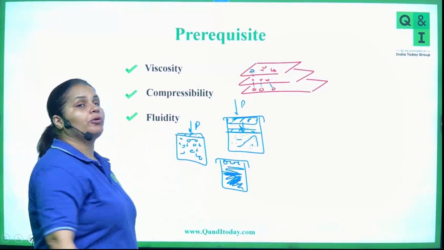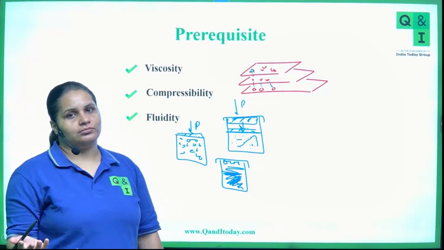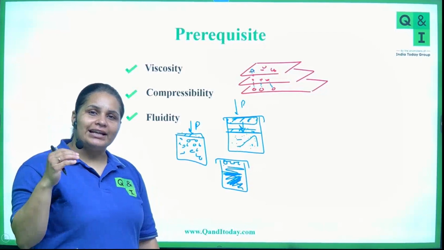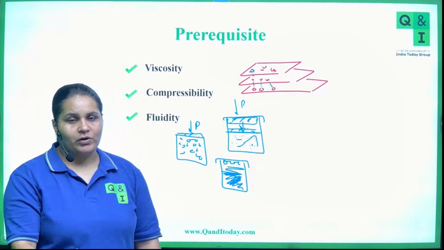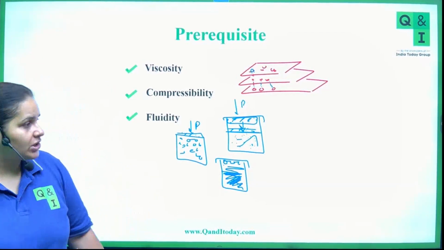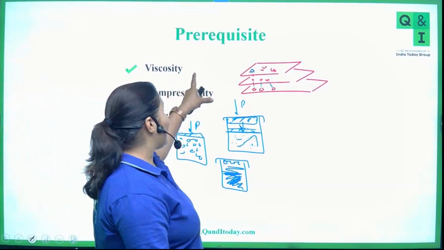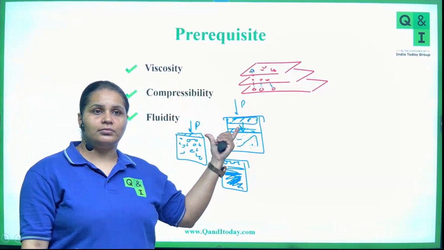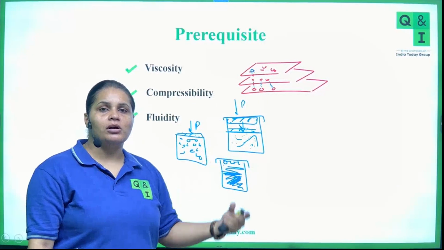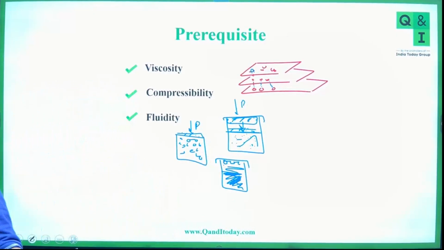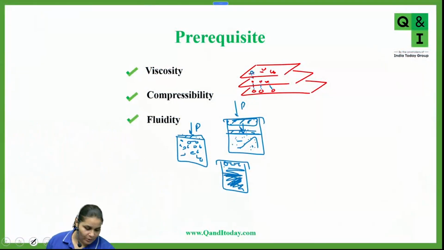What is compressibility? The tendency of a substance to be accommodated in a lesser volume. Okay, now what is fluidity? Tendency to flow. I hope all these terms are clear to you, and I hope you have written them down. You should know them because you will get questions in your exam based on these properties.